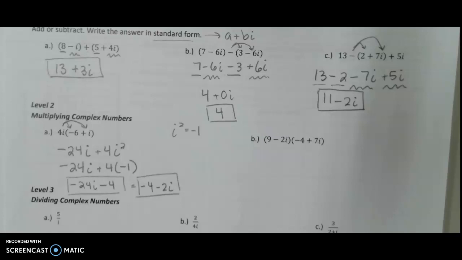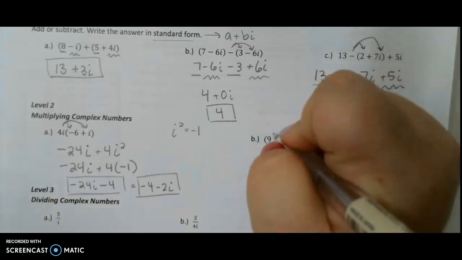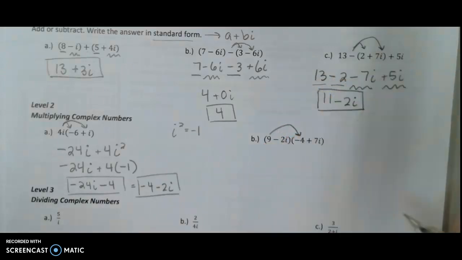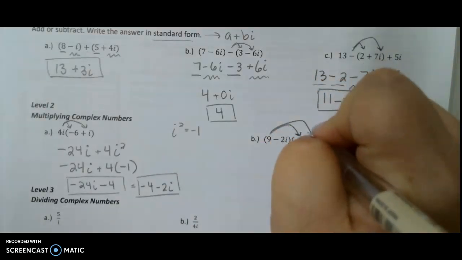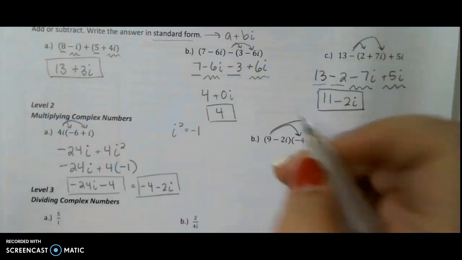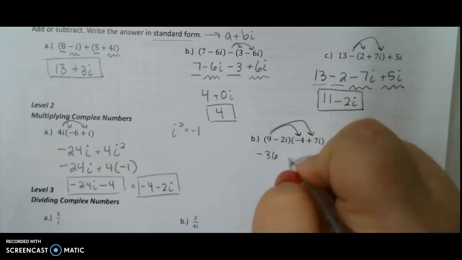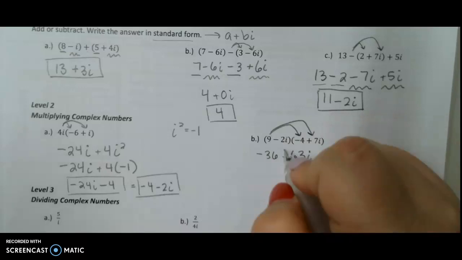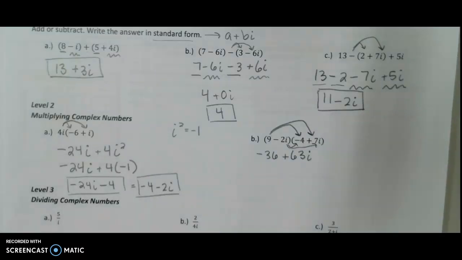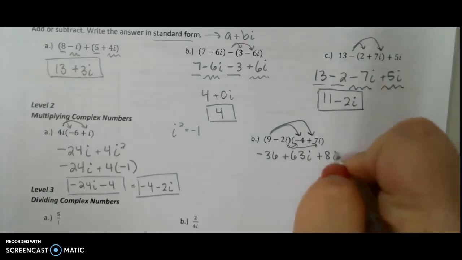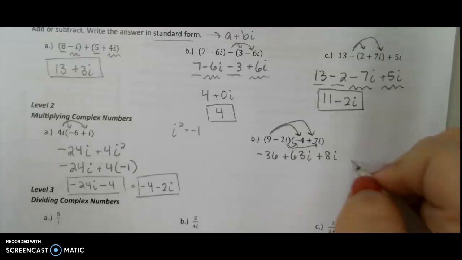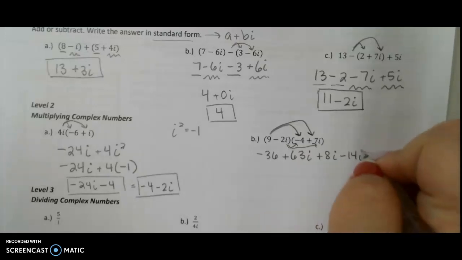And then our last one that we're going to do today is taking this 9 and distributing it here, and then distributing 9 here as well. So 9 times negative 4 gives us negative 36. And then 9 times 7i is going to give us 63i. Negative 2i needs to be distributed to both terms as well. Negative 2i times negative 4 gives us plus 8i. And negative 2i times 7i gives us minus 14i squared.